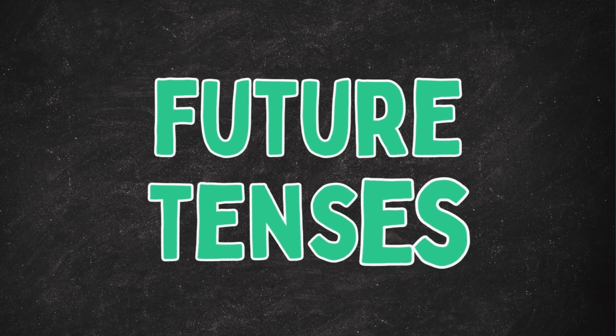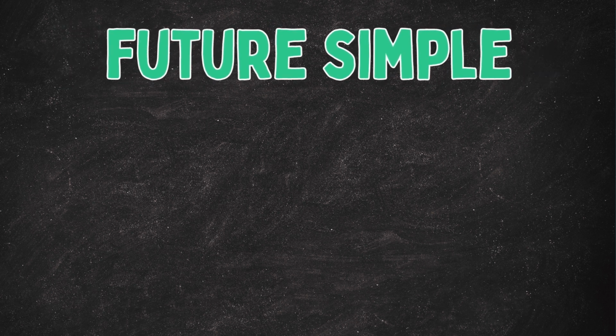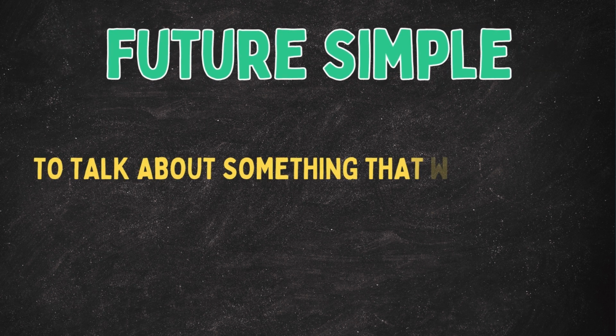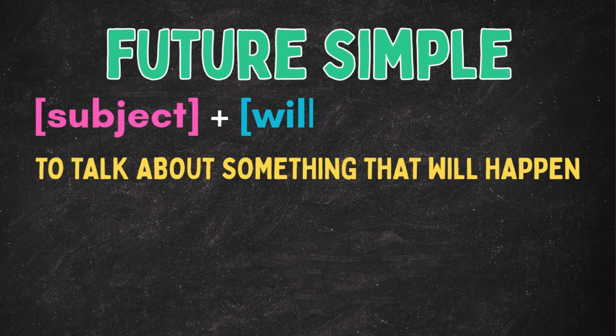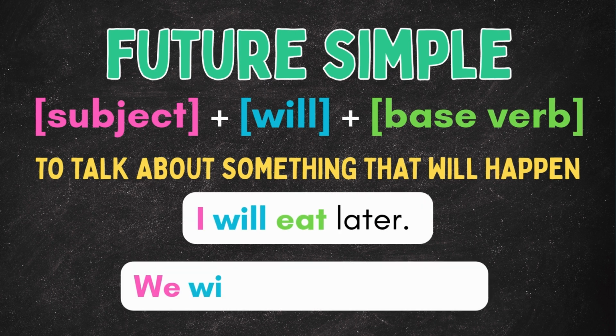Next, the future tenses. Future simple. The future simple is used to talk about something that will happen. The sentence structure consists of subject plus will plus base verb. For example, I will eat later. We will drink lemonade.